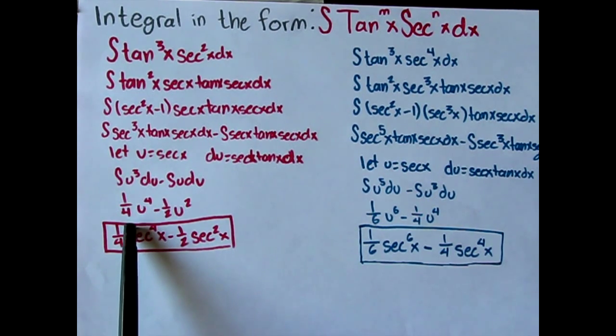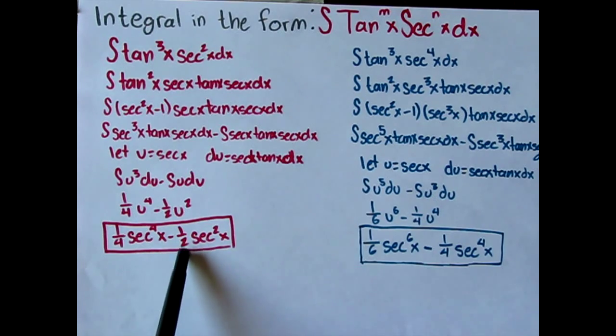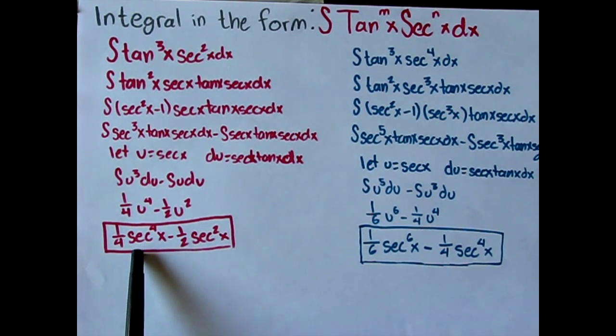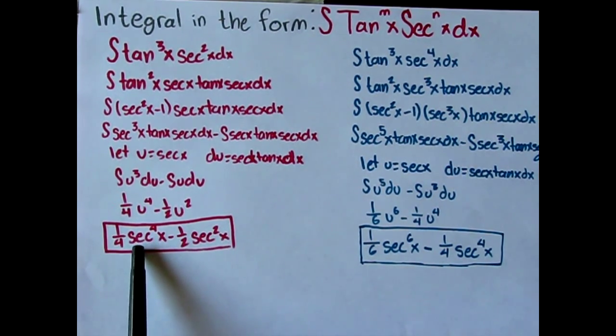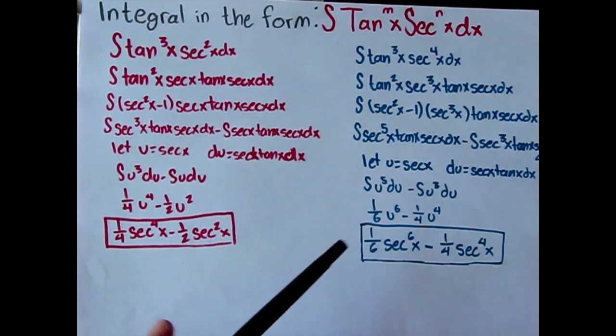And then you're going to take the integrations of that, and you're going to have 1/4 u to the 4th minus 1/2 u squared. And then plugging your u's back in, you're going to have 1/4 secant to the 4th x minus 1/2 secant squared x.